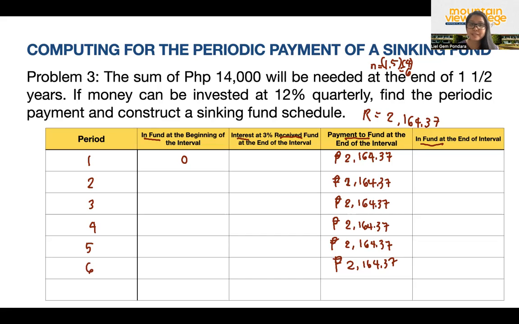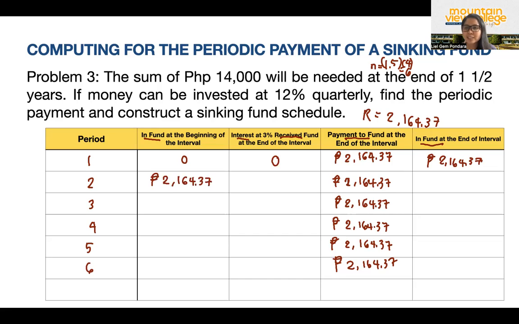Okay, so at the beginning of the received fund, we don't have any interest because there's no fund, right? So automatically this amount will be the same amount at the end of the interval. Okay, next, 2,164.37. So in the second period, we have the same amount here. 2,164.37. Okay, let the money start increasing.